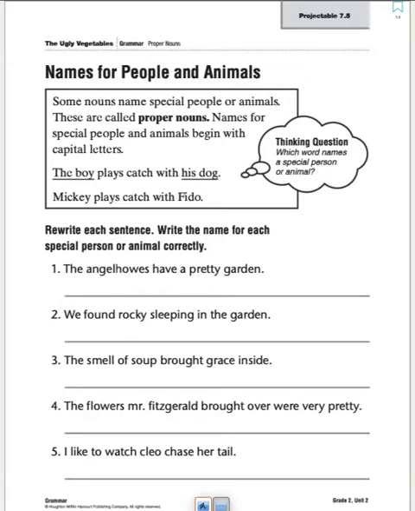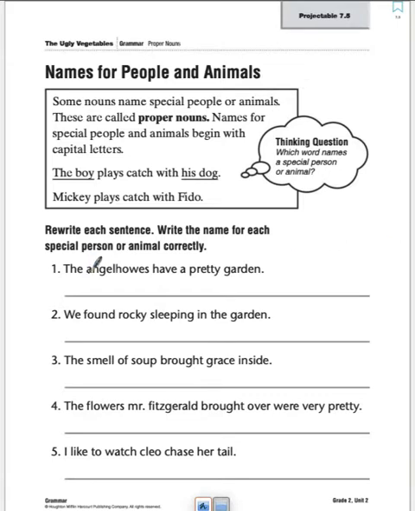All right, let me get my pen up here so that we can use the pen to write on our paper. Okay. So I need to rewrite the sentence using the name for each person and animal correctly using a capital letter, writing those names. The first sentence says, the Angel Hows have a pretty garden.